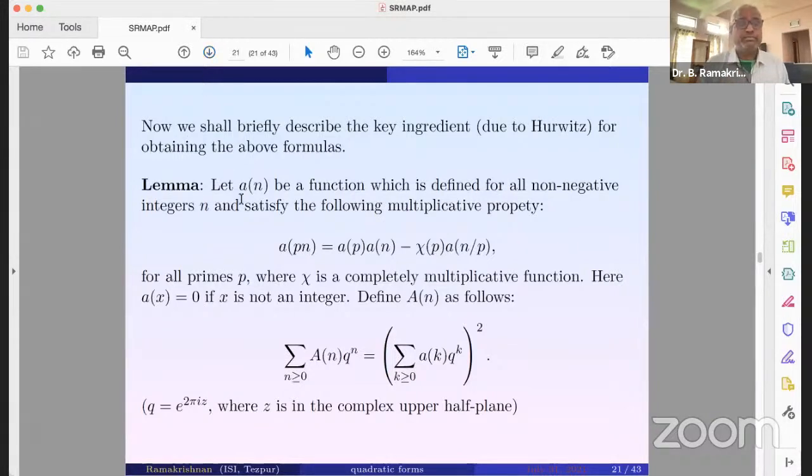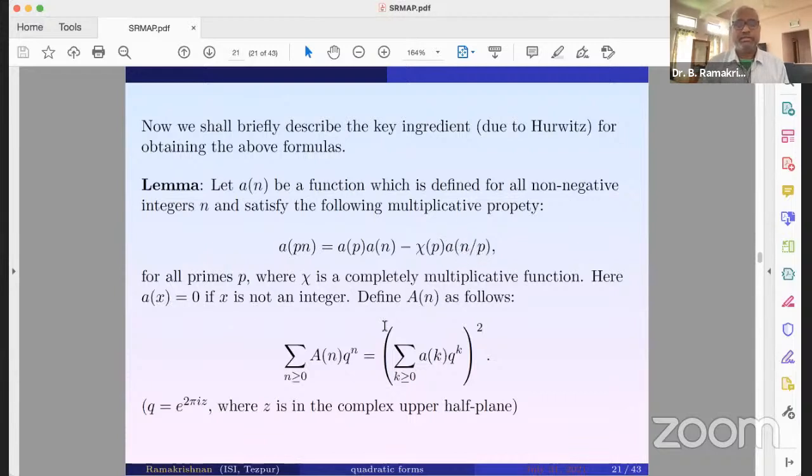So the lemma is a simple lemma. A(n) is a function defined for all non-negative integers, satisfying the following multiplicative property: A(pn) is A(p)A(n) minus chi(p) A(n/p) for all primes, and chi is a completely multiplicative function. Here n/p is 0 when it is not an integer. Therefore, A(x) is 0 where x is not an integer, with that understanding. So this is non-zero only when p divides n.